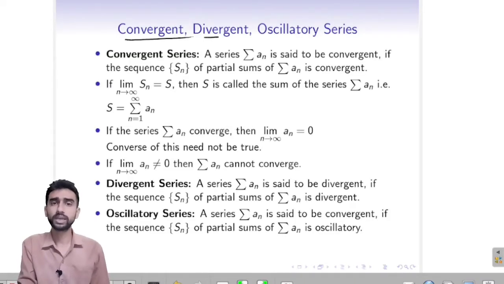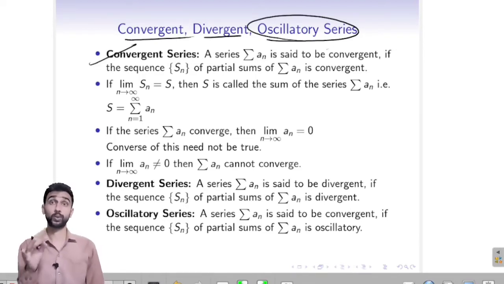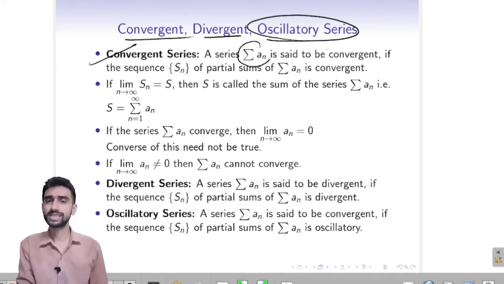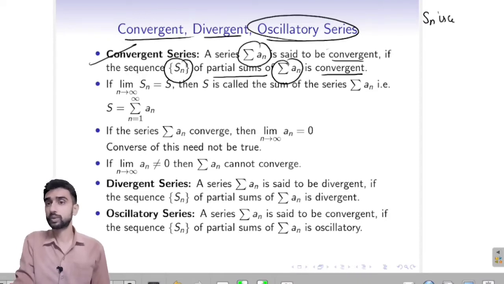Now, what are convergent, divergent and oscillatory series? First of all, let's discuss what convergent series are and some of their basic properties. If you have a series a_n represented by this, we will call this series convergent when this S_n, which is the partial sum of the series a_n, is convergent. So if S_n is convergent, then I will say that the series a_n is convergent.